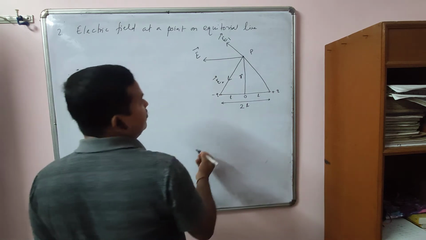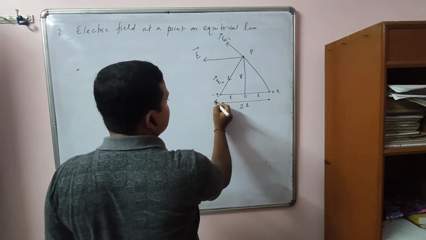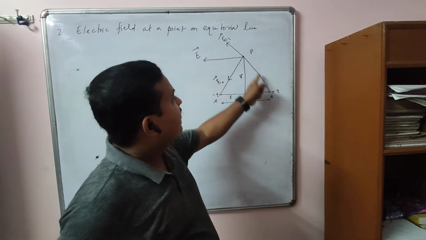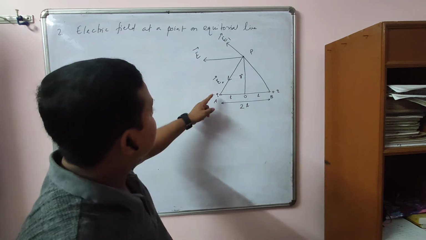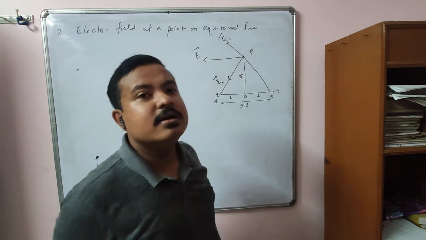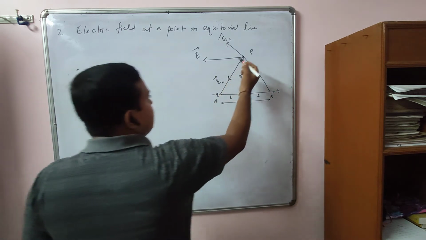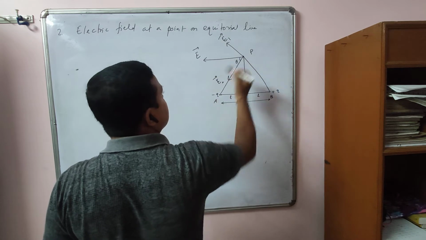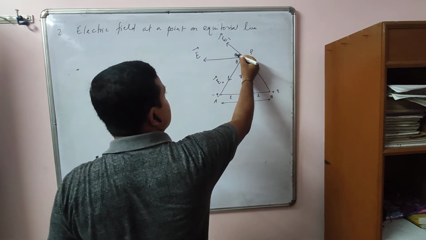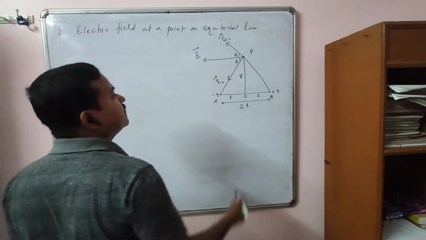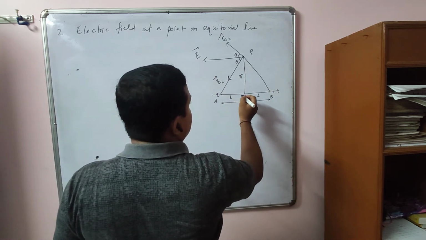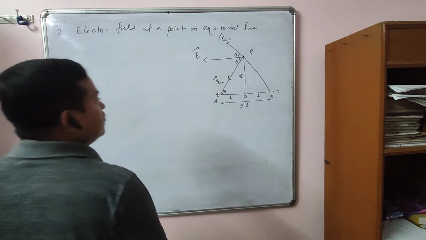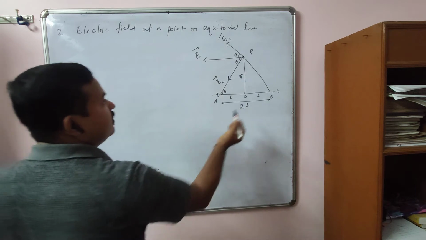First of all, suppose this is A and this is B, and this point is P here. You find the electric field at point P due to plus q, then for minus q, then find the resultant. Suppose this angle is theta. This also is theta, because these two distances are equal. This is also theta, the corresponding angle. Now let me find the electric field at this point.